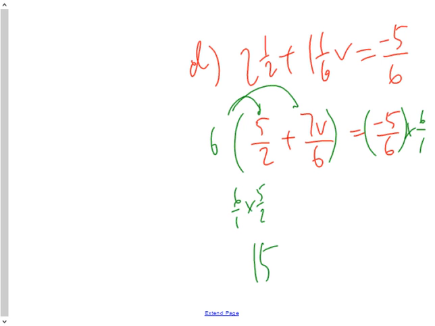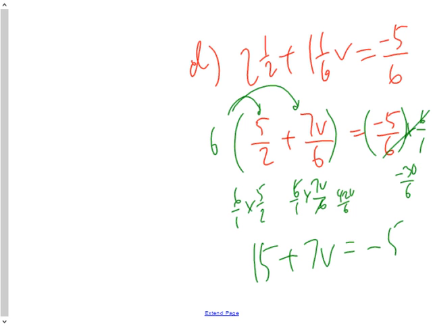Put your arrows in if you forget. 6 over 1 multiplied by 7v over 6. Cross-reduce if you're smart. Don't cross-reduce if you're not and get 42v over 6. But either way you do it, you end up with plus 7v. Cross-reduce to get negative 5, or don't and get negative 30 over 6, which is still negative 5.